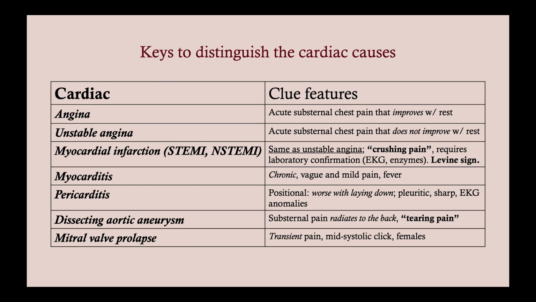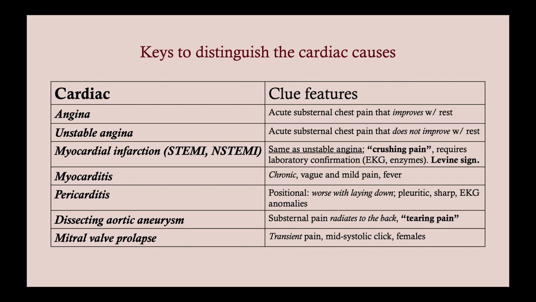And with an MI, it doesn't go away with rest, but then they also have laboratory signs. So if you get an EKG, you may see ST elevation. Or more specifically, if you get cardiac enzymes like your troponin and CKMB, those are going to come back elevated. So really the only way that you can tell an MI from unstable angina, aside from the patient dying on you, is to get an EKG and cardiac enzymes.